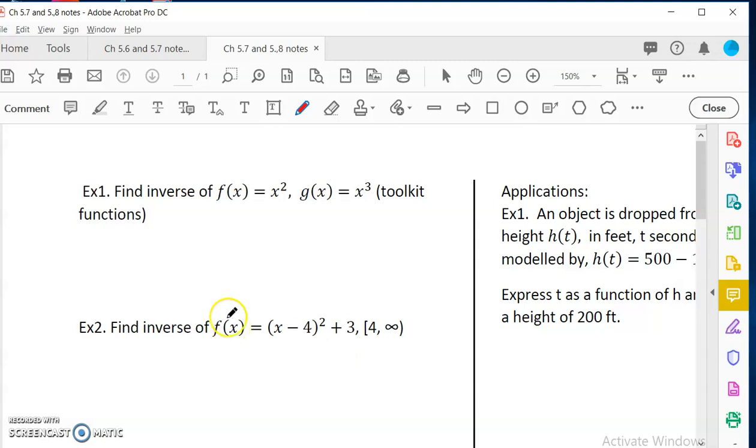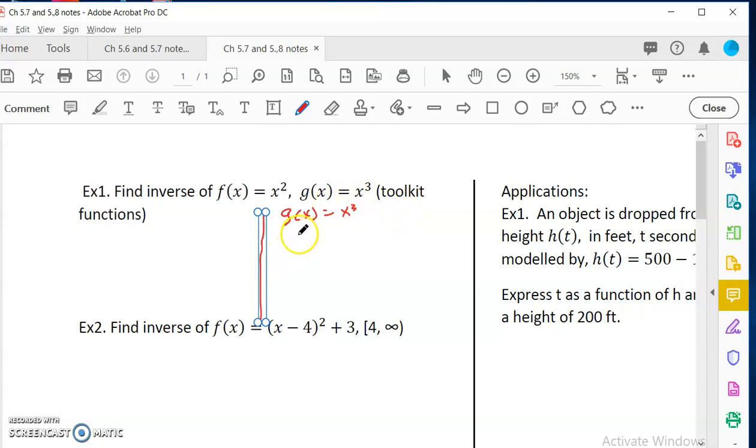So what are the toolkit functions? There are two polynomial functions, so we'll find the inverse of them. Let's do x cubed first, because x cubed is pretty straightforward. I have g of x equal to x cubed, and I want to find the inverse. Because it's x cubed, it is already one-to-one, and the domain is all real numbers, so we don't need to worry about having to restrict the domain.